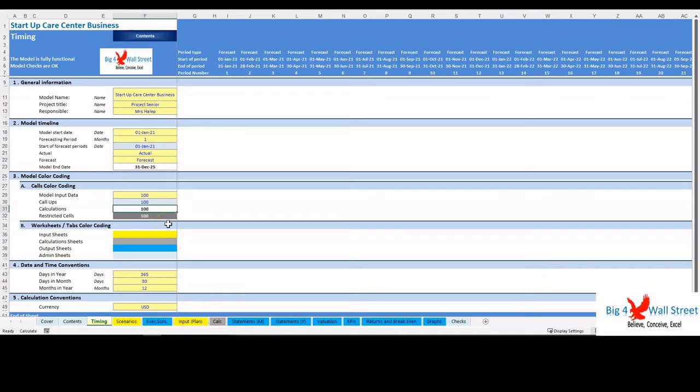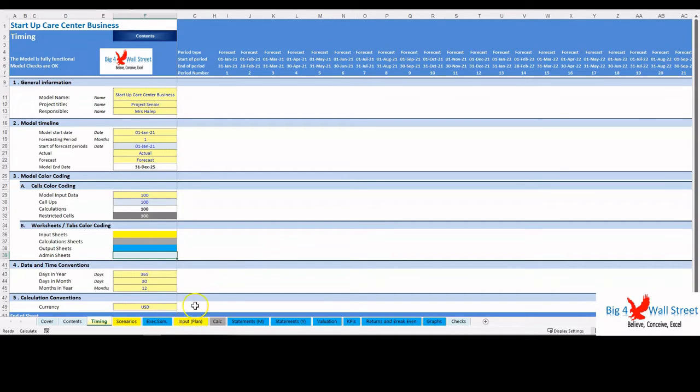There is also a color coding for the various tabs of the model. Yellow tabs are mostly assumptions tabs, gray tabs are calculations tabs, blue tabs are outputs tabs, that is effectively results or graphs, and finally light blue tabs are admin tabs, for example, the cover page, contents, and checks.